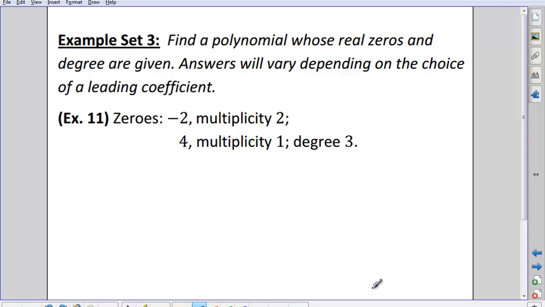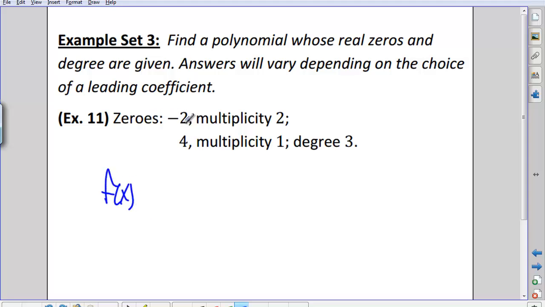So with that in mind, let's look at a couple more of these. And we won't multiply these all the way out. Just want you to see how the multiplicity works. So example 11, again, just looking for a polynomial whose real zeros and degree are given.